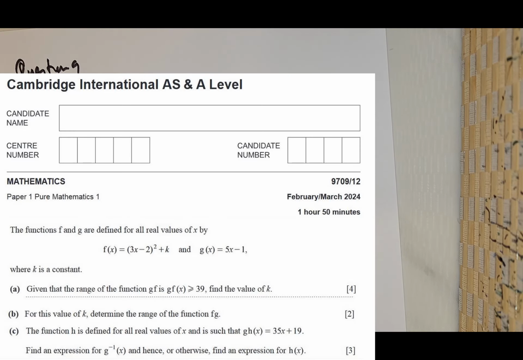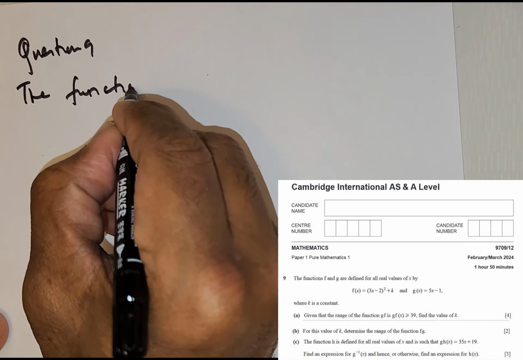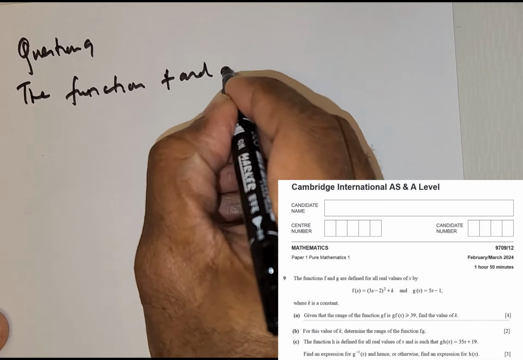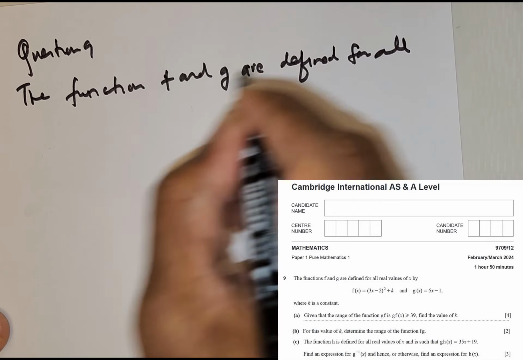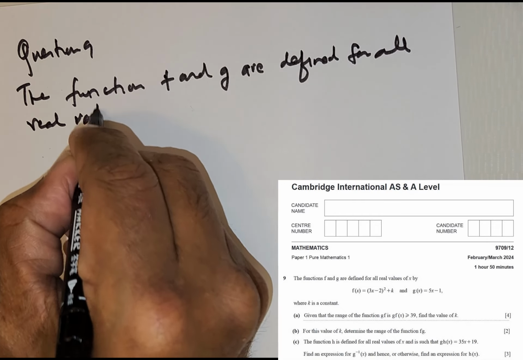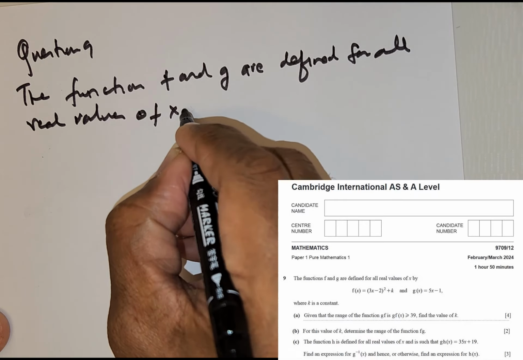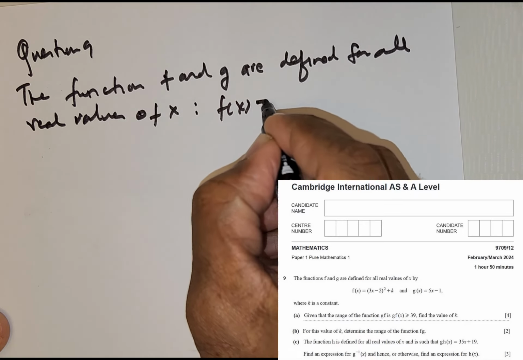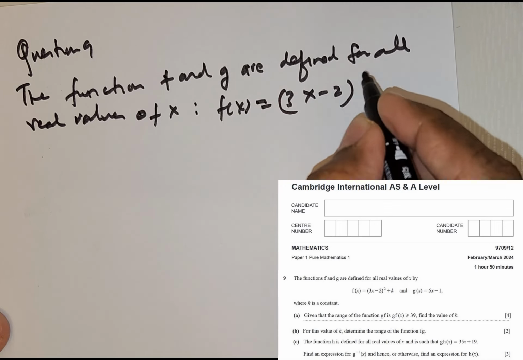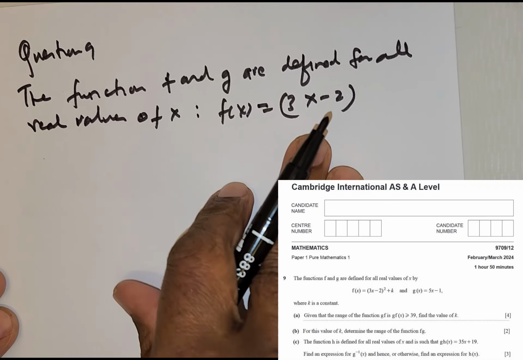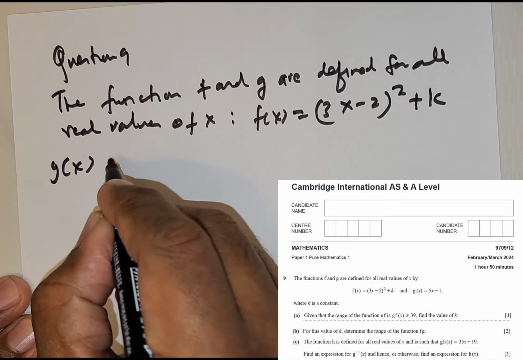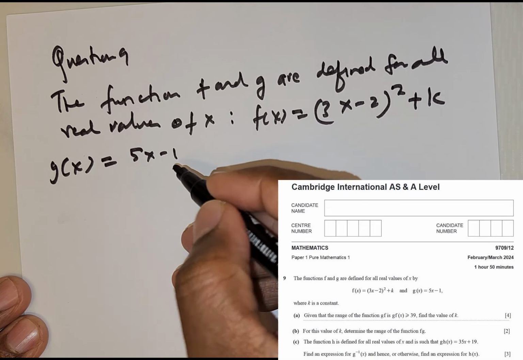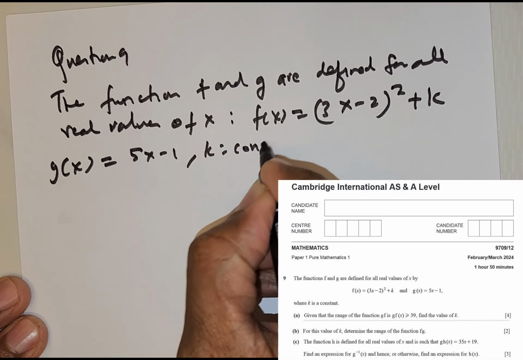Students, we will do question number 9. So let me write the question down. The functions f and g are defined for all real values of x such that f of x is 3 times (x - 2) raised to the power of 2 plus k, and g of x is 5x - 1, and k is a constant.